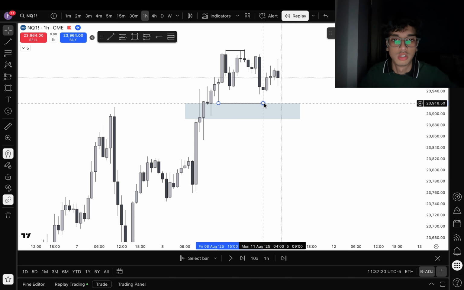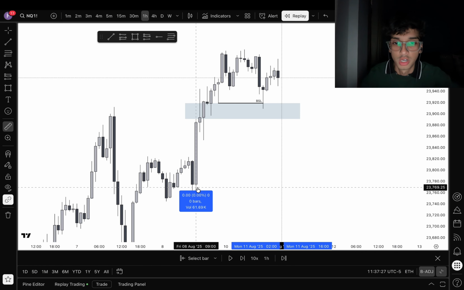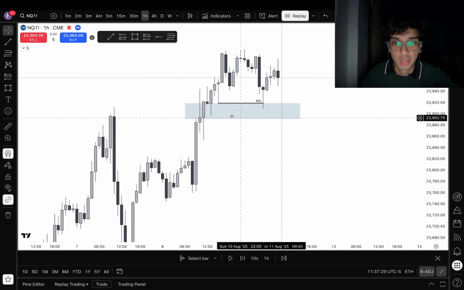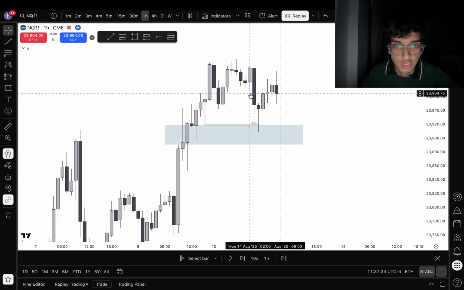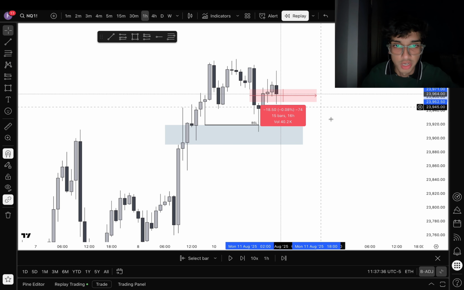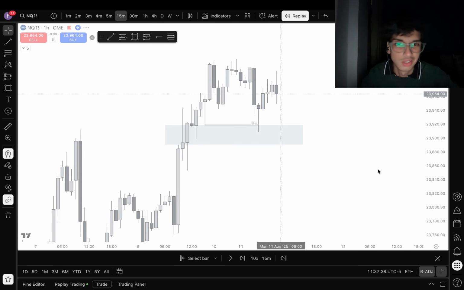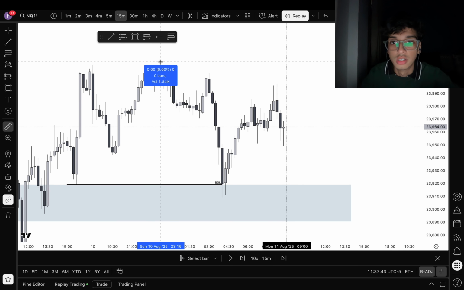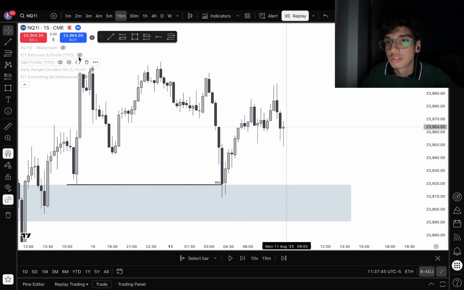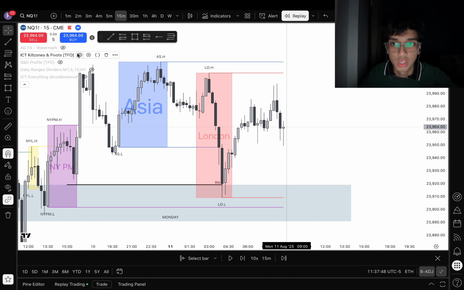I think it's again a long, because what we ended up doing, we just moved higher, rebalanced back to this 4 hour inefficiency, swept out sell side liquidity, and ran through this bearish inefficiency which we made and gave displacement for the buy side. So I think it's a possible long model right from here, aiming to target those relative equal highs. That's pretty cool because that's the London session high and Asia session high.